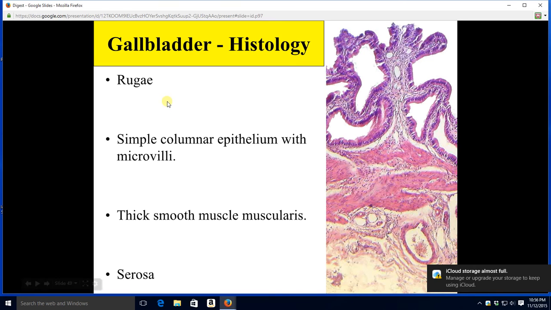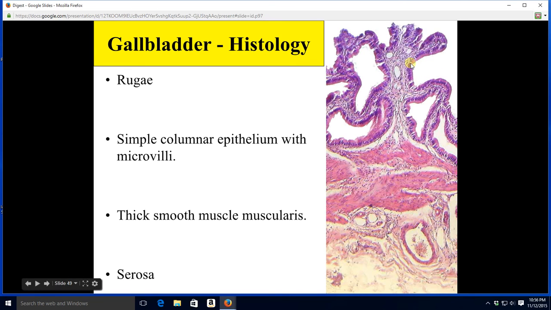Also, the epithelium in here is simple columnar epithelium with microvilli. Why microvilli? Well, we know microvilli give us more surface area. We need more surface area so that we can absorb water from the bile. Now, why are we going to do that? Well, that's going to concentrate the bile. That's going to make it more potent.